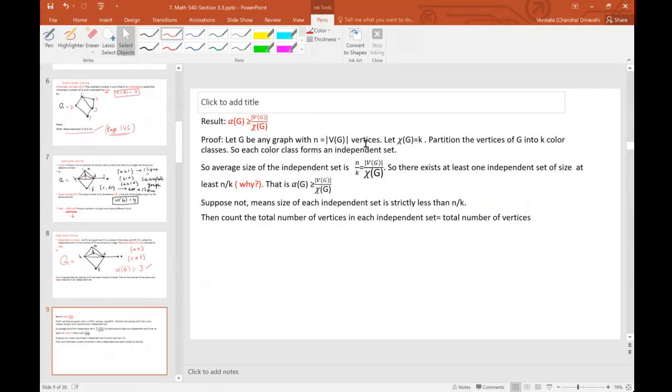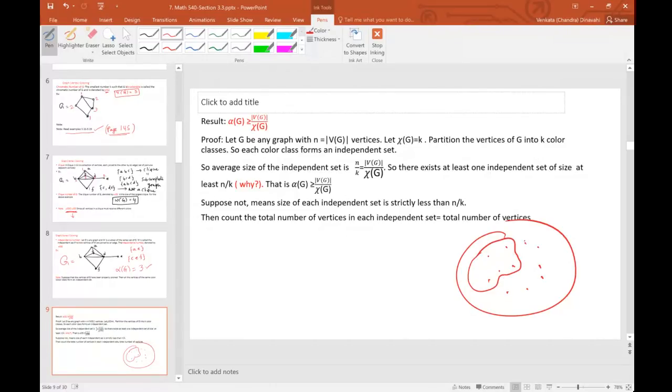Take any graph, imagine it has n vertices. Now I'm going to give you a proper coloring. That means I color each and every vertex. If there is an edge between any two vertices, they should be assigned a different color. Now I'm going to partition into color classes. That means pick up all the vertices, and if they have the same color, group them together.